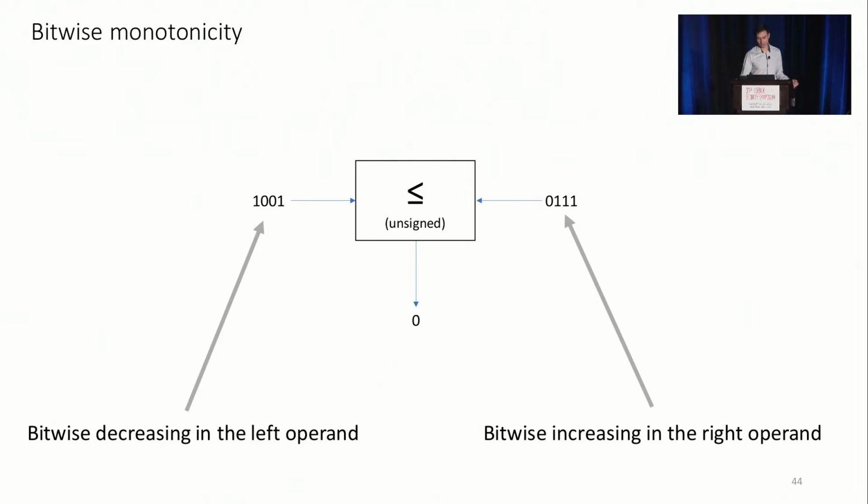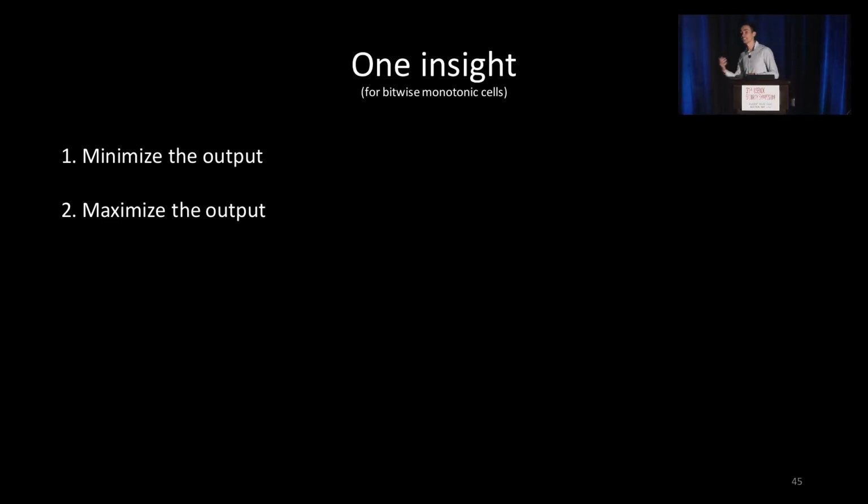So these are some monotonicity properties, and this hints at the fact that you can look at only 2 combinations, or 2 replicas. One that minimizes the output and one that maximizes the output. All the rest we don't care.